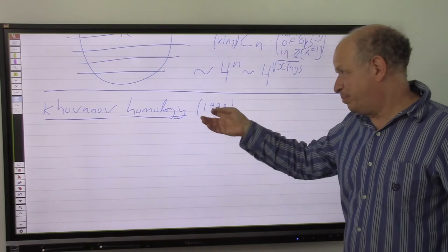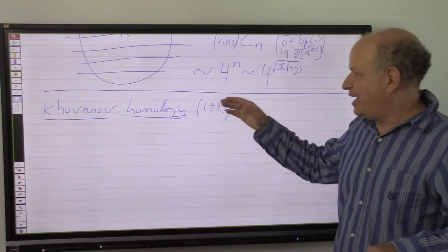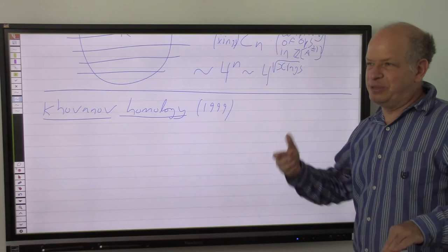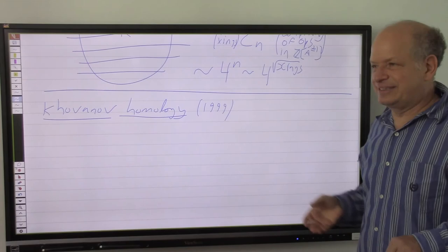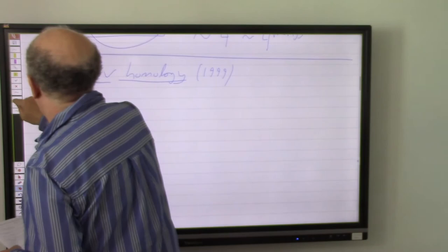And Khovanov homology came as a complete surprise. Like, nobody expected that there will be anything along the lines that I'm about to tell you. So you're sort of missing the surprise because I'm skipping the 15 years of development and going straight to Khovanov homology. But we will do these 15 years, except we will do them a bit later. So anyway, what does Khovanov say?